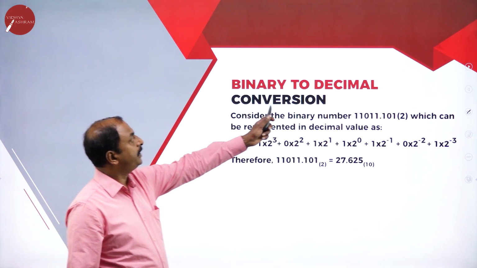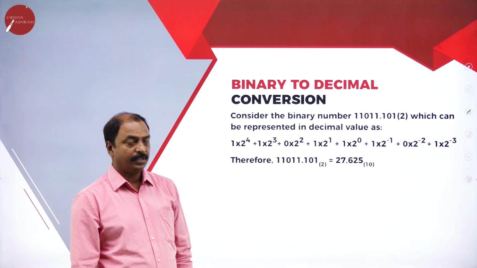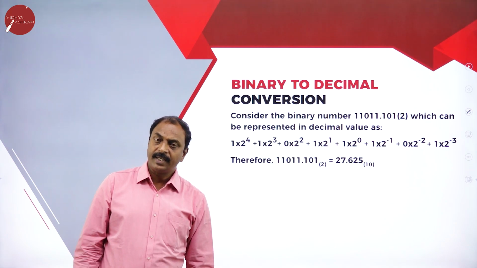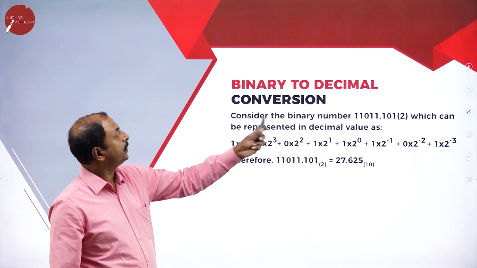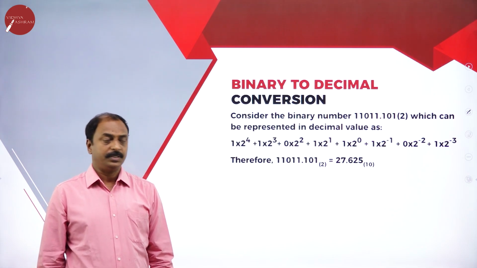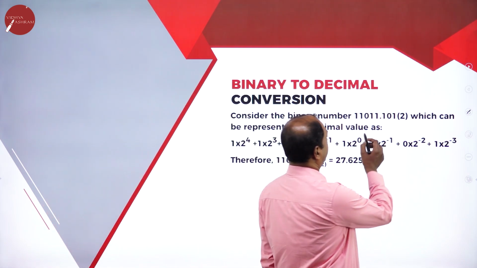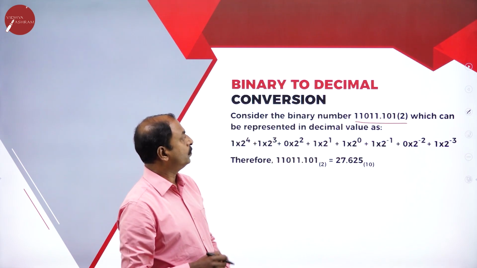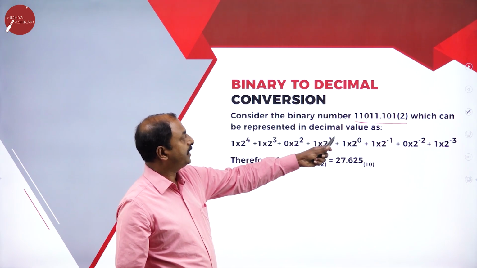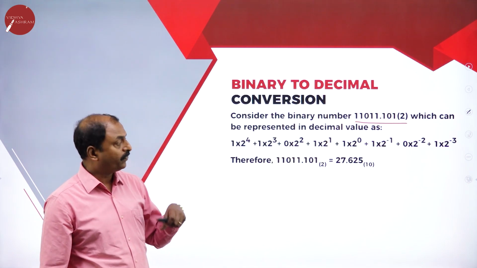It is binary to decimal conversion. In the previous slide, it was decimal to binary. Now it is binary to decimal number conversion. So now look at the example. This is a binary number to the base 2, which can be represented as a decimal value. What is the procedure for this?